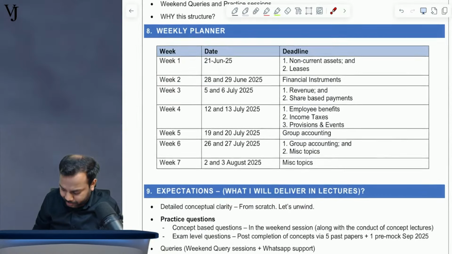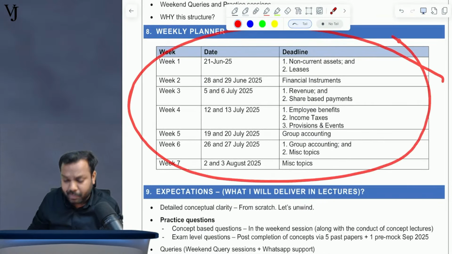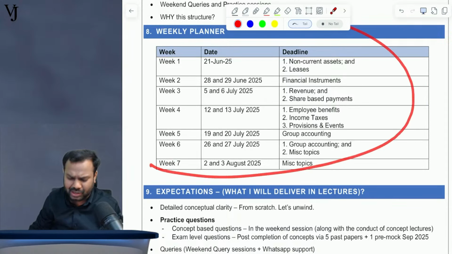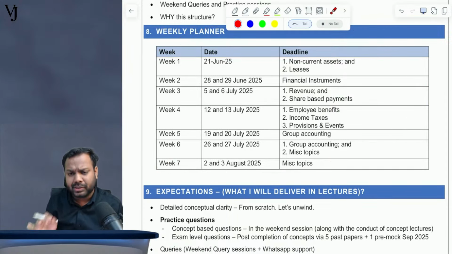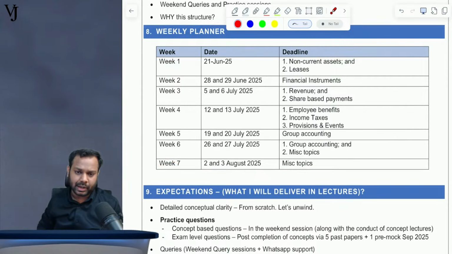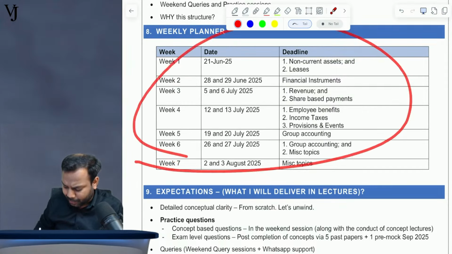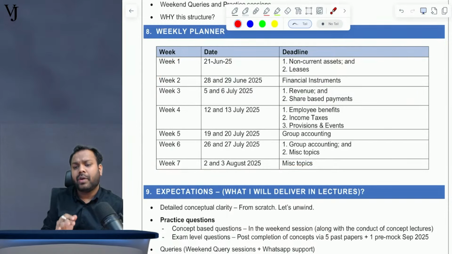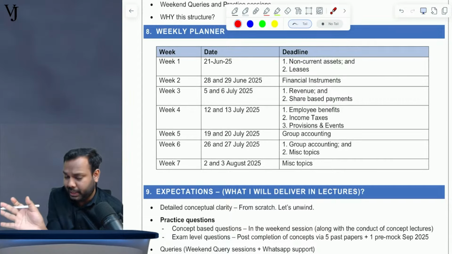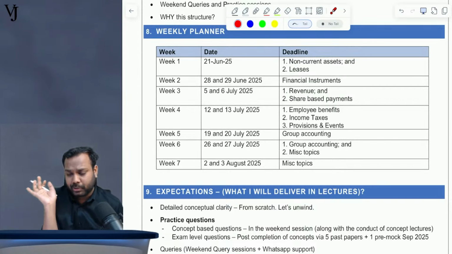Okay. Sir, what is the planner? So this is the planner, which I will be sharing in your group also. No need to worry. You are not required to take a screenshot or something of that sort. This is the planner according to which we will move ahead in the class. I have derived the planner in such a manner that you have to watch around 2 to 3 hours of classes per day. That's all.